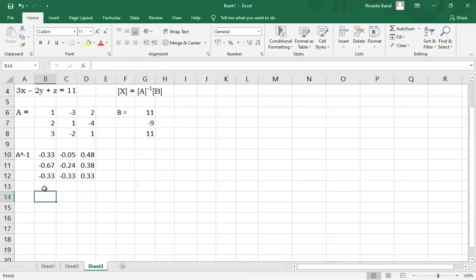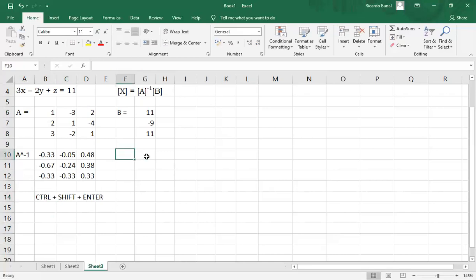But if you want to do it faster, you have to drag all the elements that you want to get the inverse of. And then don't forget to press Control plus Shift and Enter after that. So that is Control plus Shift plus Enter. That is the command so that we can get the inverse.